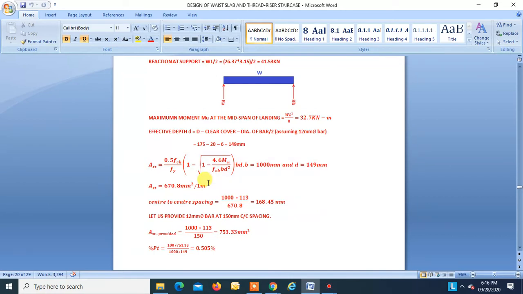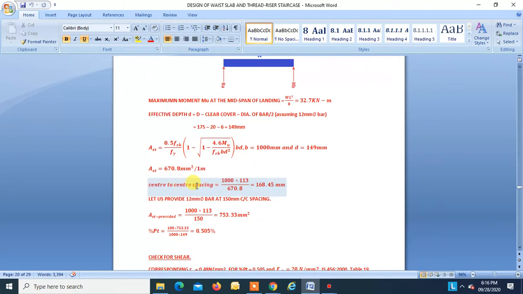Okay. Now we are designing landing. Okay, we have already designed the flight. Now we are doing the design of landing. So let us find center to center spacing. We are going to use 12 mm steel, so that is equal to 168.45. So let us provide 12 mm bar at 150 mm center to center spacing.